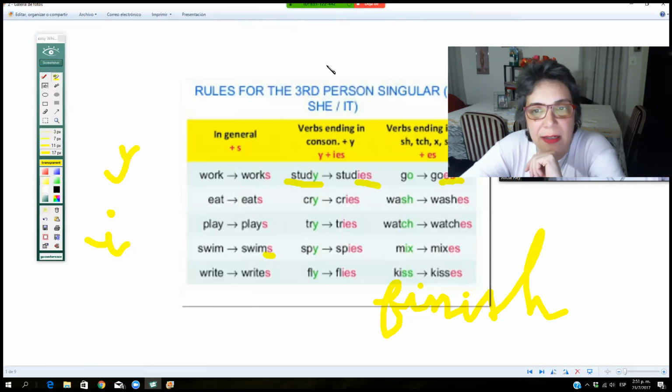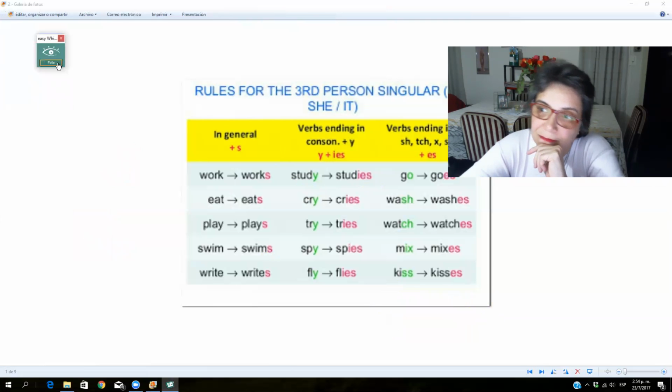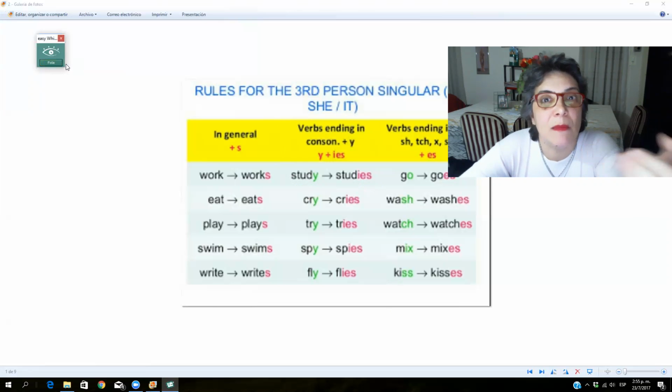So these are the basic things that happen when we are dealing with the third person singular in the simple present tense. I think that this is enough for a second session. I don't know what you think about it. Perhaps that's it for the moment. And maybe tomorrow we can add some more information.